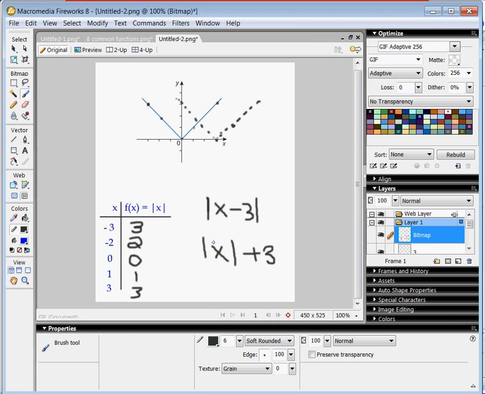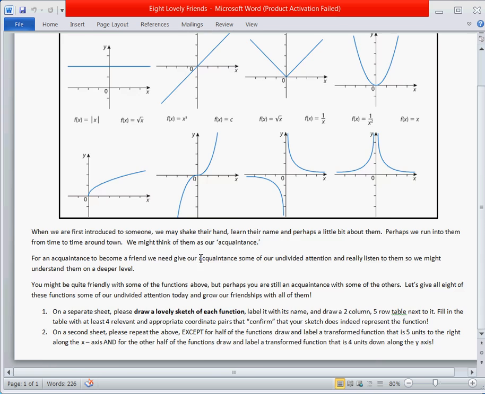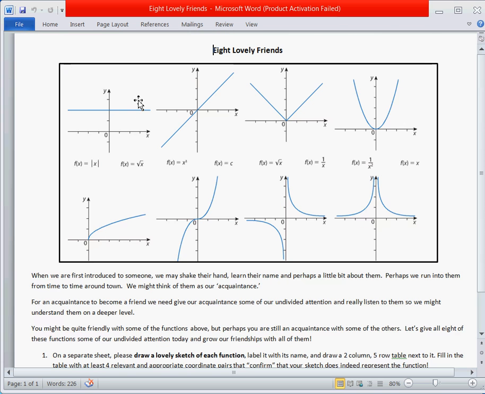So that's the idea behind the Lovely Friends, is just to take a few minutes, re-sketch those 8 common functions, very beautiful functions, and then create a little table and verify that you indeed picked the right function. Of course, some of them are very straightforward. Some of them are a little bit strange, like these straight lines may give you a little trouble at first. So just have a little fun with that. Take your time.